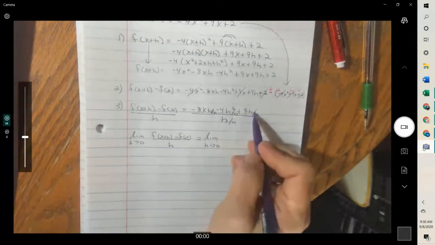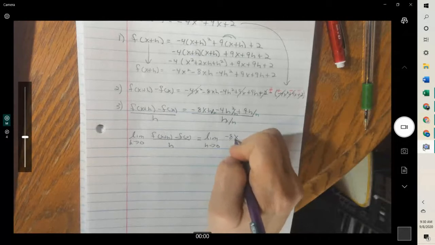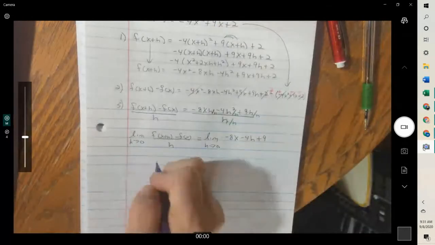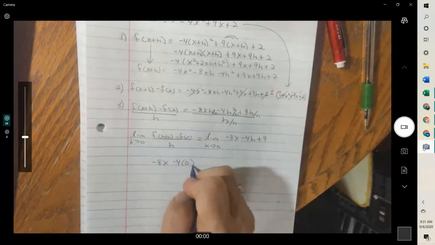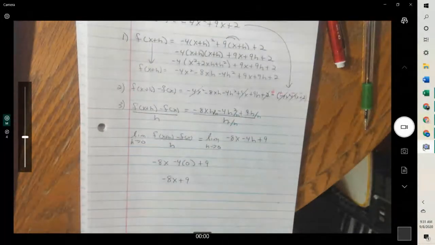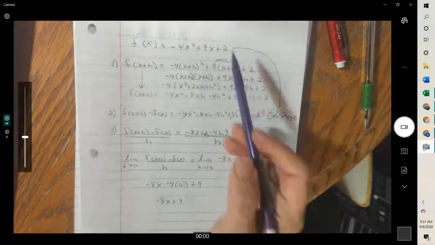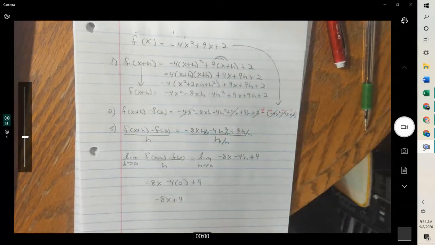If we get rid of one h in each, we're left with a negative 8x, a negative 4h plus 9. Now we can plug our 0 in. We have negative 8x minus 4 times 0 plus 9. So our derivative is negative 8x plus 9. In chapter 12, we'll be able to go from this straight to this. But you do need to learn the process first.